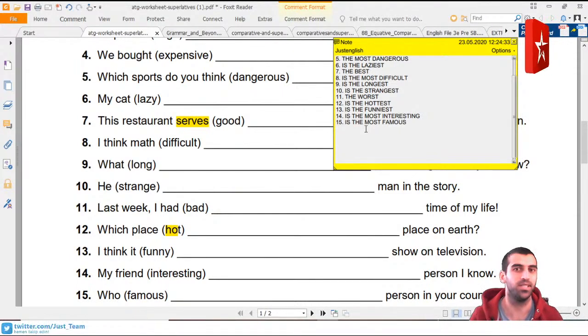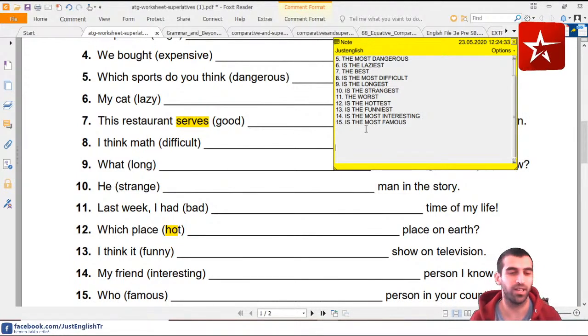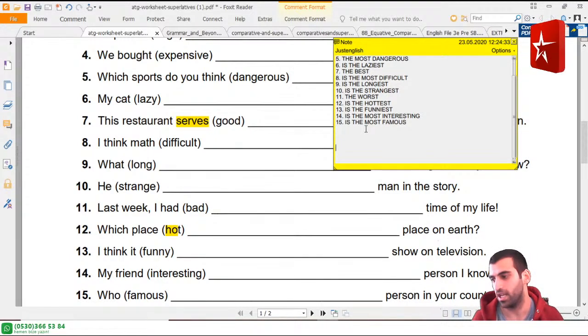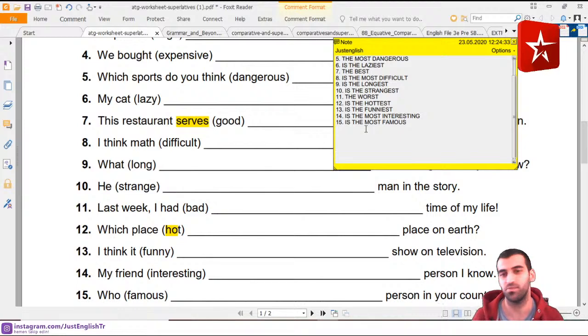Can you write a sentence? For example, my brother is the most famous person in my country. For example, my cousin, my uncle. And who is the most famous person in your country? Can you let me know? All right, I'm waiting for your answer. Who is the most famous person in your country?